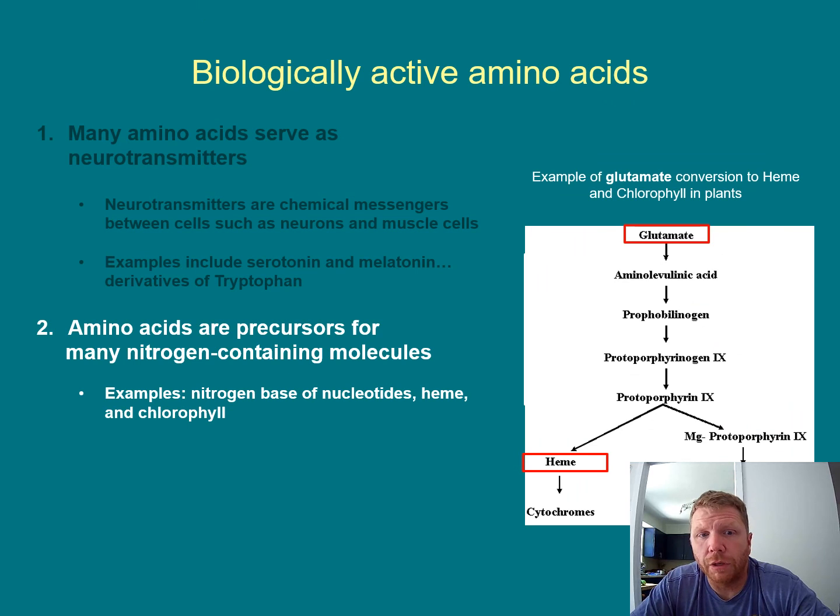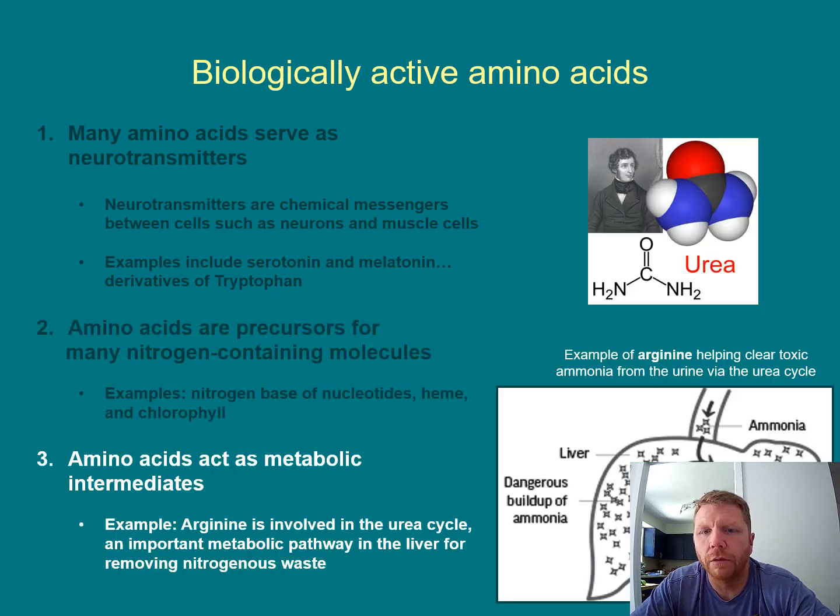Amino acids are also precursors for nitrogen-containing molecules. Glutamate goes through a series of steps and ultimately is used to produce heme. I said glycine earlier, I apologize for that. It's glutamate. And then amino acids act as metabolic intermediates.